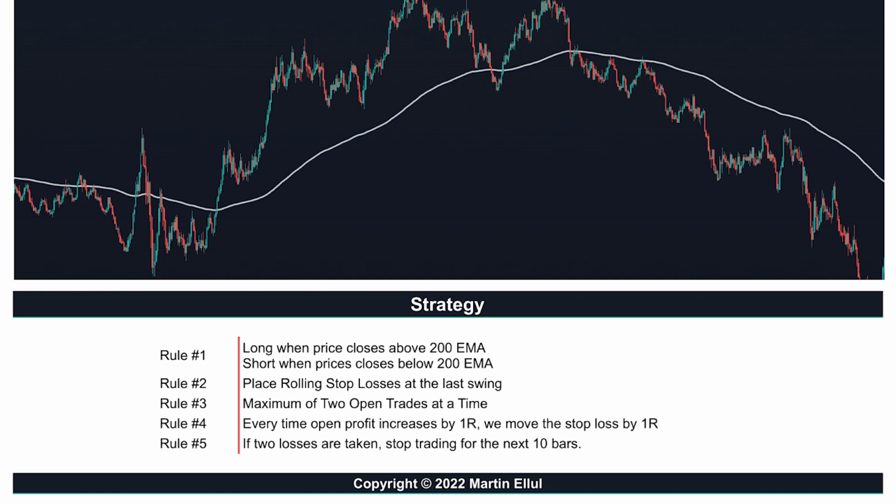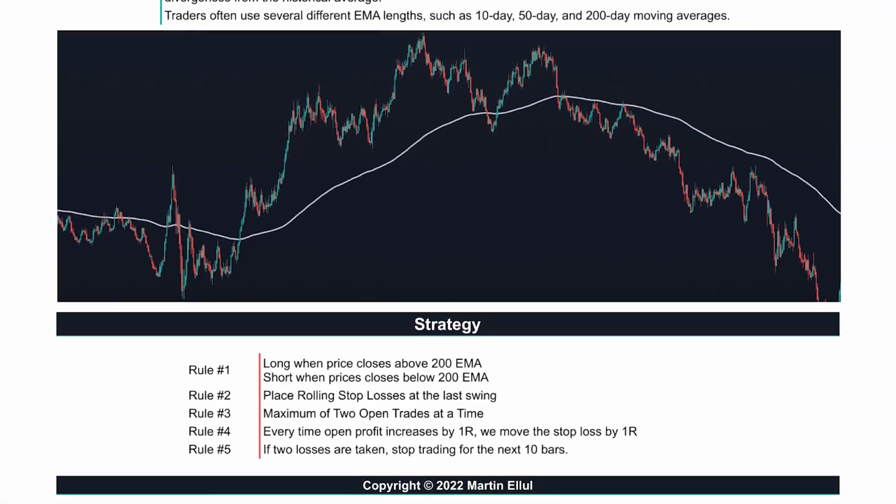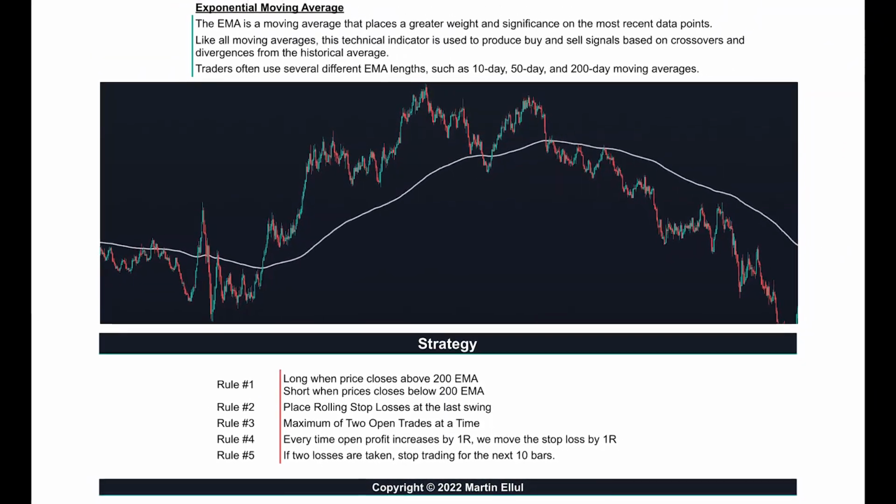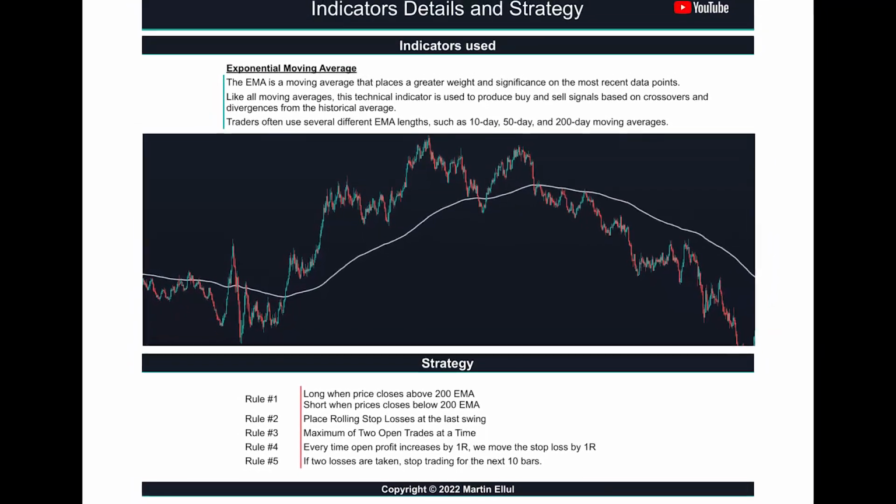When I say 1 R, it's essentially the amount that you risk per trade. So essentially how much you're willing to lose every time you open a trade. So now let's get on the charts so that I can show you a few examples, and then we'll dive into the 100 trade backtest.